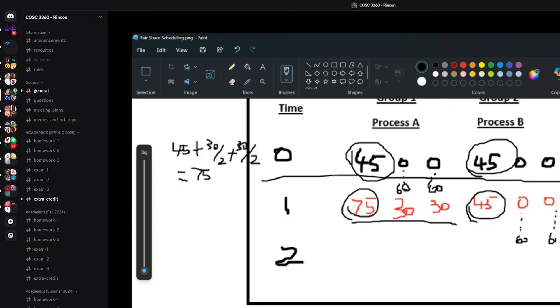60 times. Okay, and then this is going to be 60 divided by 2, which is 30. This is 60 divided by 2, which is 30. And then what is 45 plus 30 divided by 2 plus 30 divided by 2? Well, this is going to be 75.